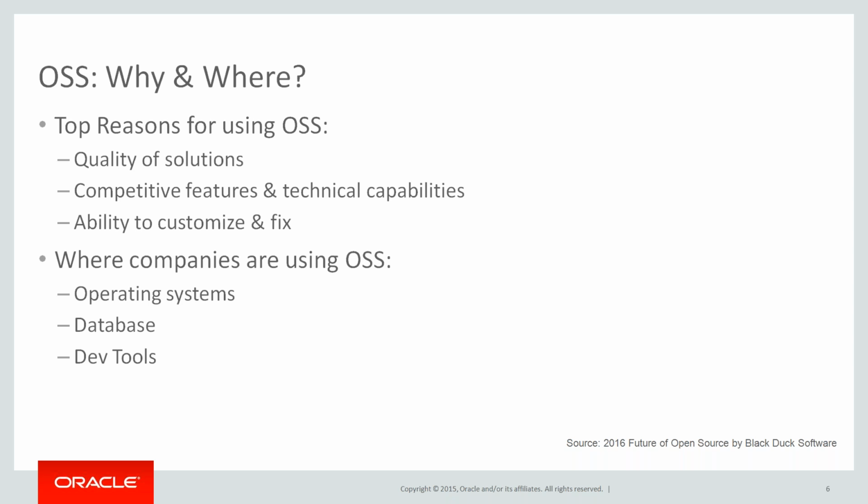And so where companies are using open source, at least in the data center, the top three areas were operating system, database, and development tools. So maybe no surprise there, but there's a big focus on the data center today, and I think that'll continue in the future.